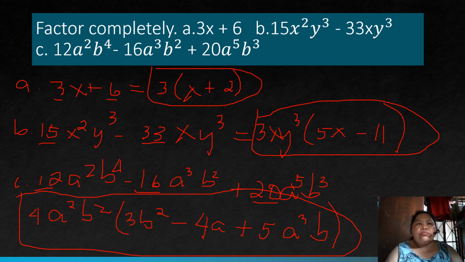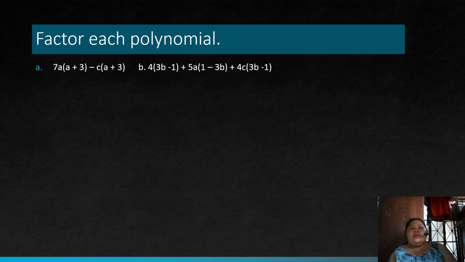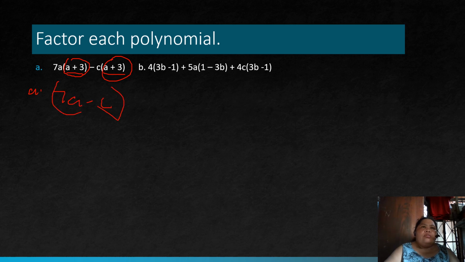Okay, I hope you understand. Next, let's factor each of the following. This is factoring completely. As you can see here, for letter A, we have 2 common factors. So all you have to do is just copy: 7a minus c, and then copy the a plus 3. So this is the final answer for letter A.